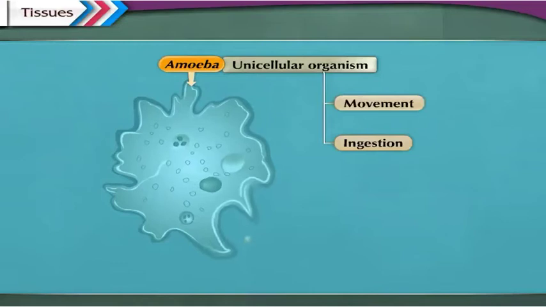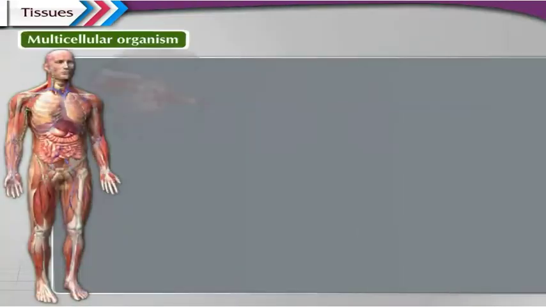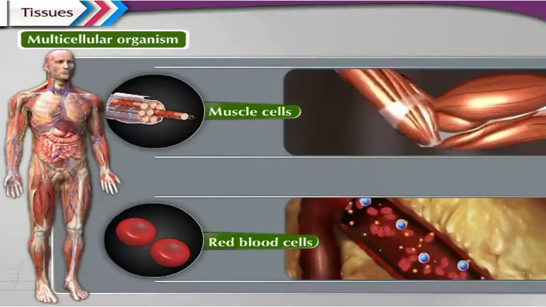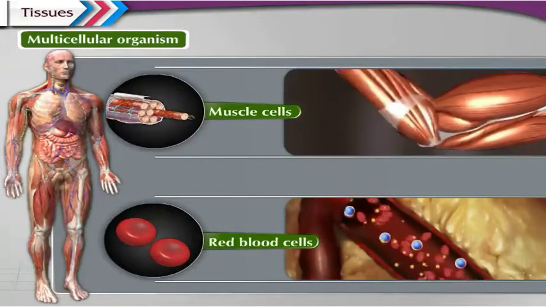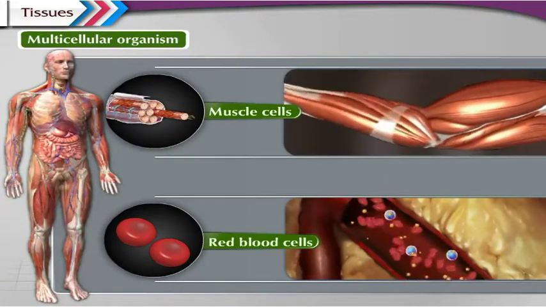In organisms like amoeba, all the functions are carried out by the organelles of the cell. But most living organisms are multicellular. In such organisms, groups of cells come together to carry out the various functions. To understand this, let us take into consideration this order.